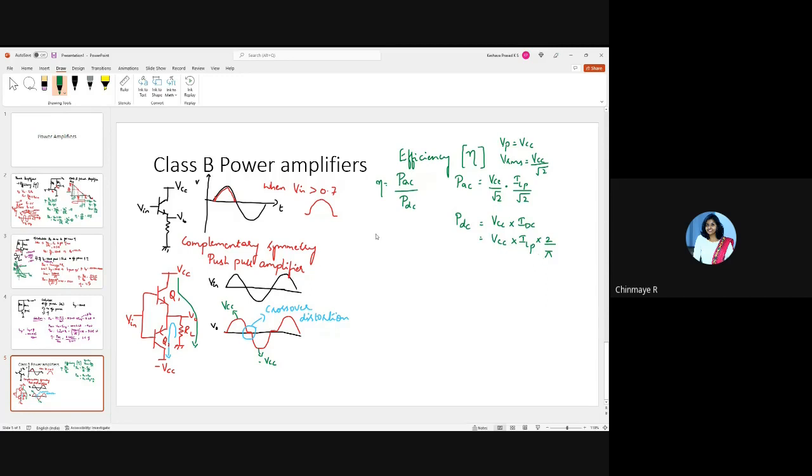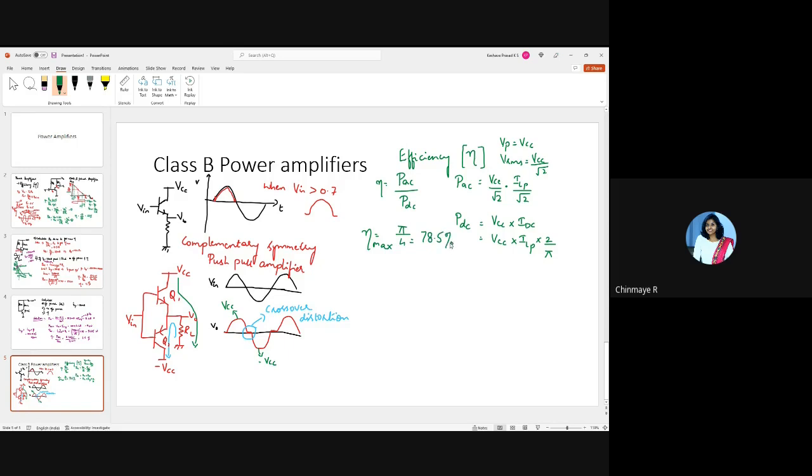PDC. Now, can you calculate what is the maximum efficiency of the class B amplifier? 78%. Yeah. So you'll get around 78.5%. You'll get pi by 4, right? So when you solve this PAC by PDC, you'll get it as pi by 4. That is 78.5%. This is the maximum efficiency.